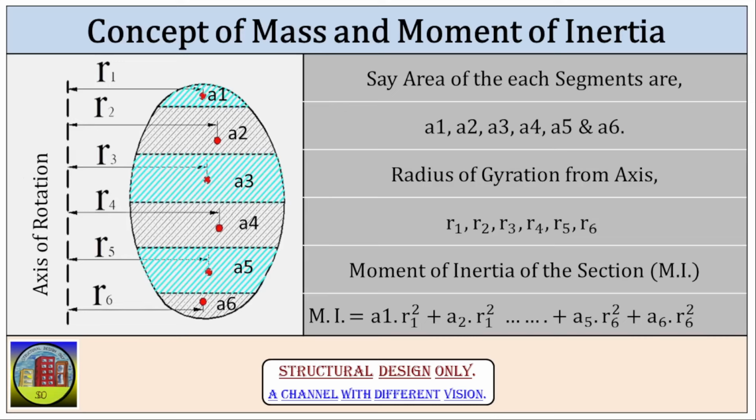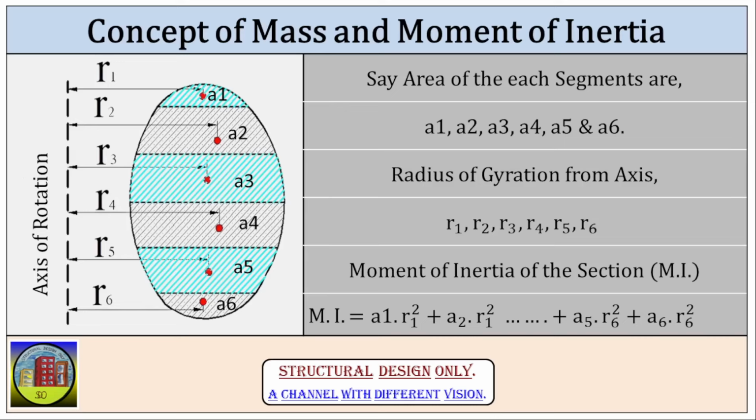It's a hypothetical distance that allows us to treat the entire object's mass as if it were concentrated at that specific distance. Here letter small r represents the radius of gyration. In this picture you are watching a plane area divided into 6 segments. These are segment 1 to segment 6.